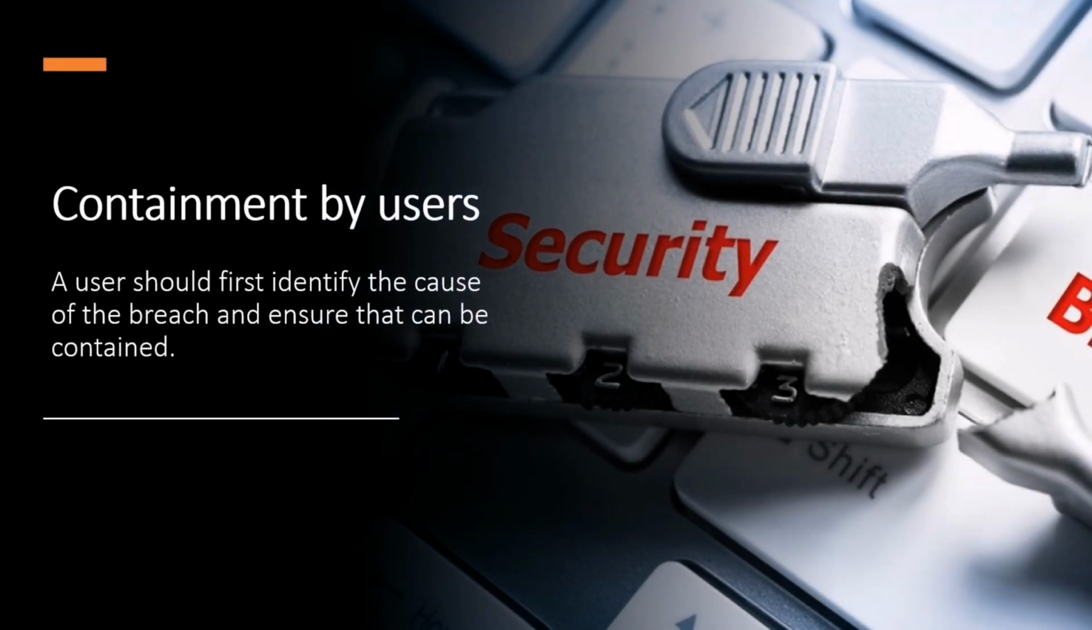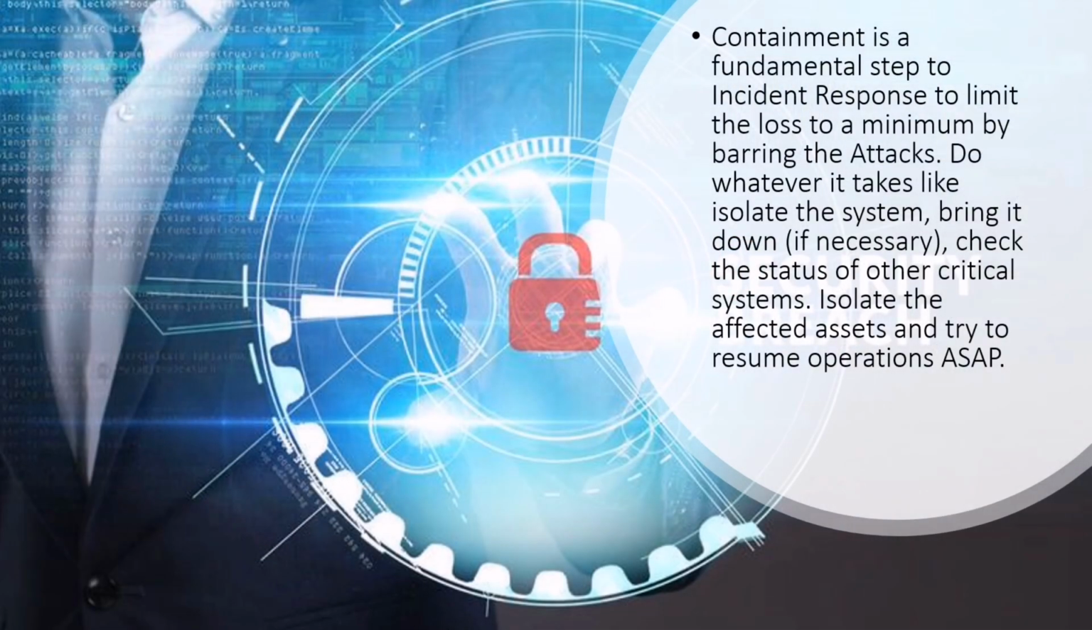Containment by users. A user should first identify the cause of the breach and ensure that it can be contained. Containment is a fundamental step in incident response to limit the loss to a minimum by containing the attack. Do whatever it takes, like isolate the system, bring it down if necessary, check the status of other critical systems, isolate the affected asset, and try to resume operation.